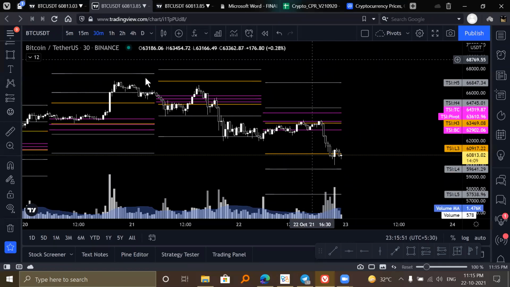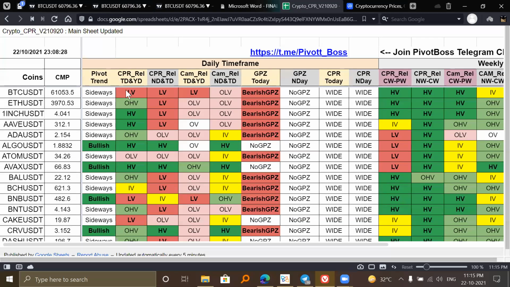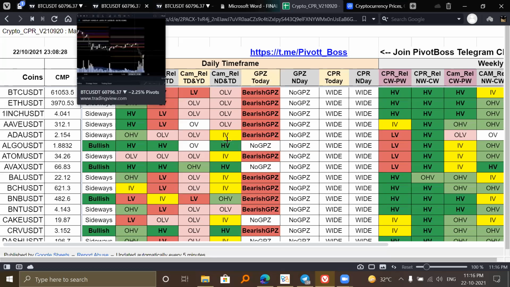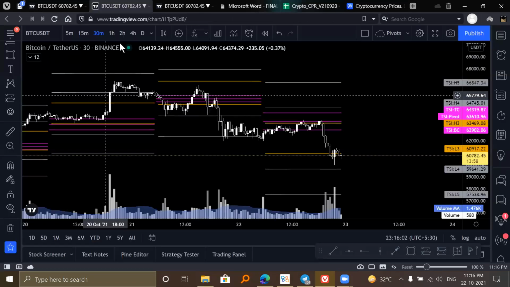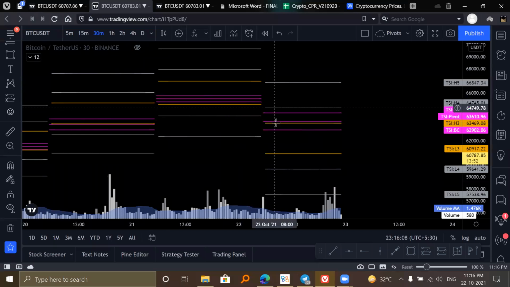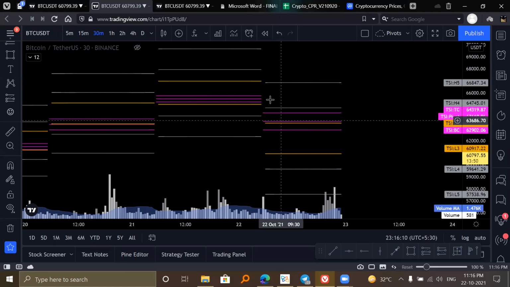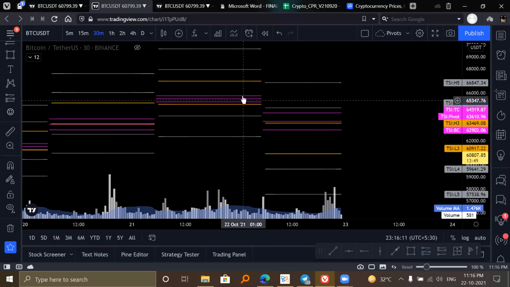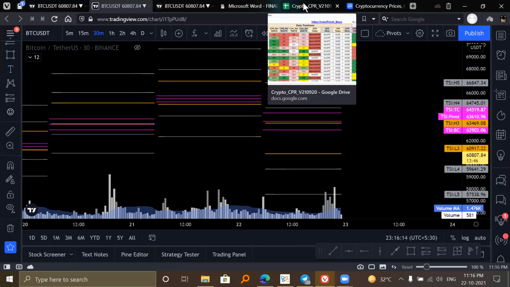Okay, so next one we'll see is LV, lower value. I have said that earlier. CPR relationship, lower value. You can see this clearly. See these purple lines. Today's purple line, that is today's CPR, is completely below yesterday's CPR. So it is lower value.